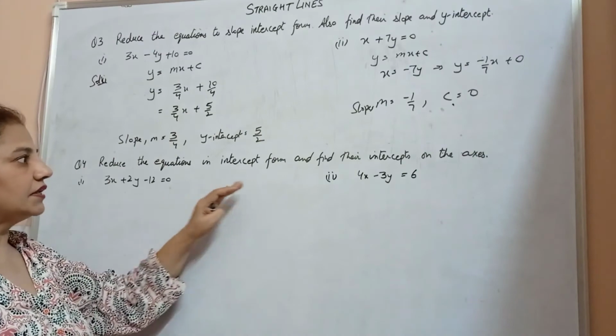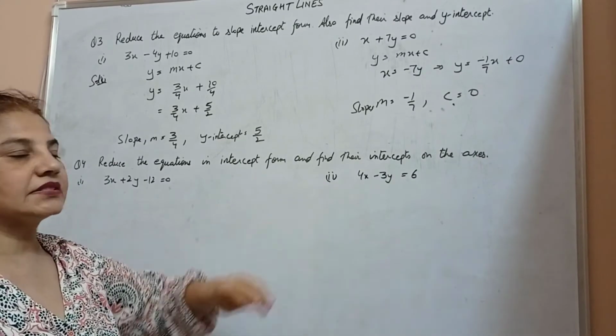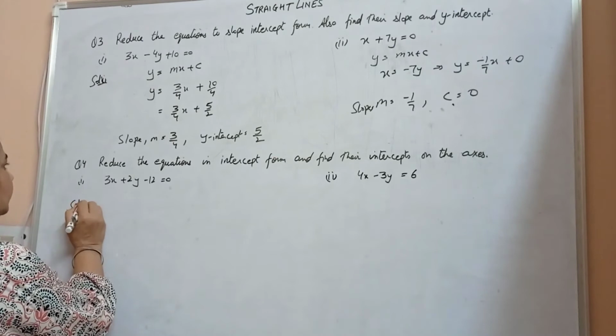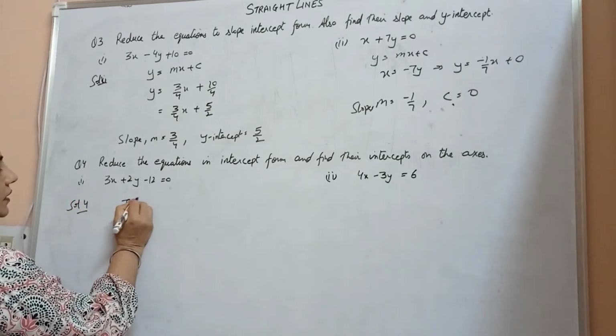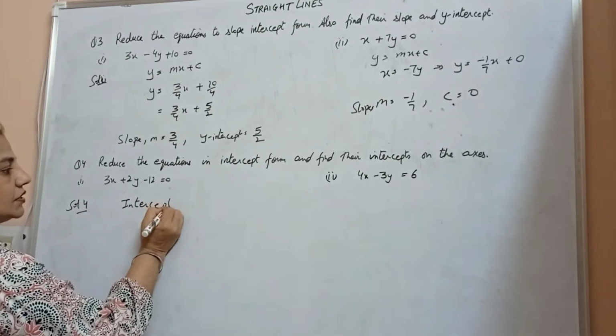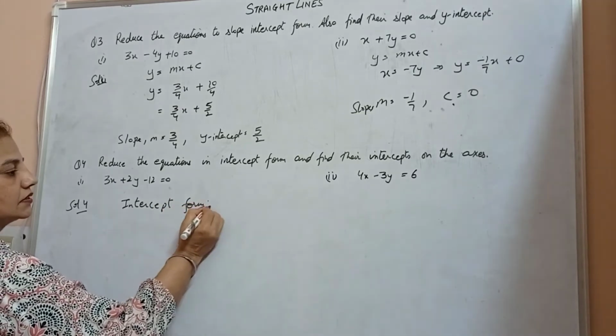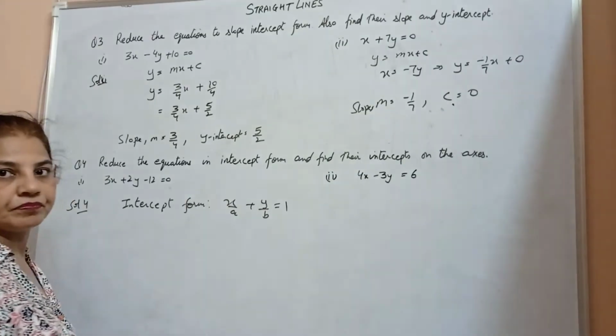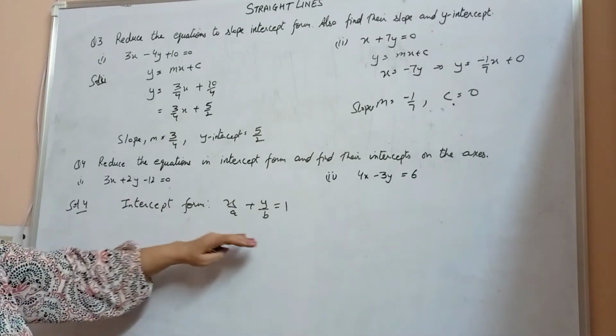Reduce the equation in the intercept form and find the intercepts on the axis. So here we have, the equation in the intercept form is given as x by a plus y by b is equal to 1. We reduce the given equation in this form.